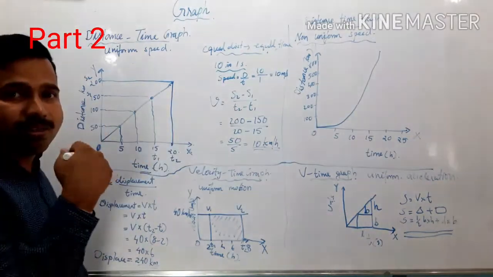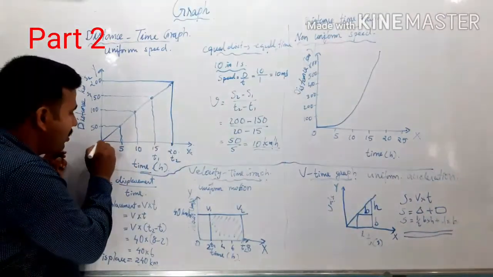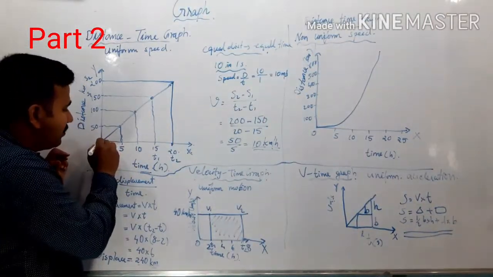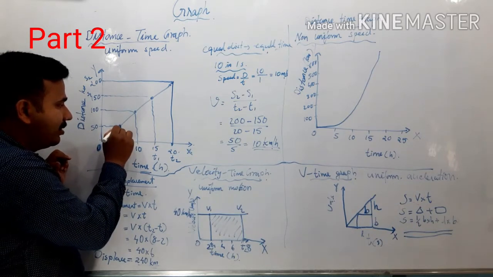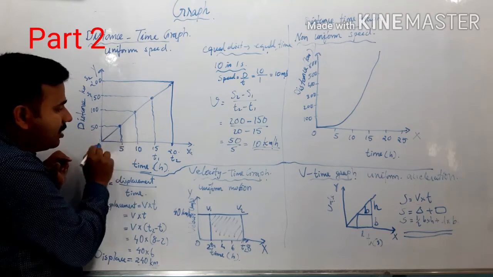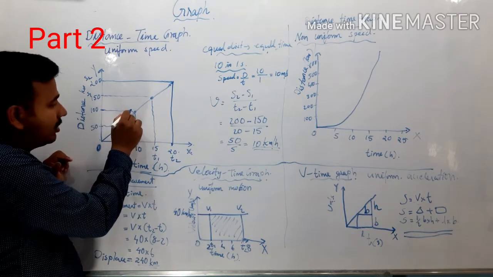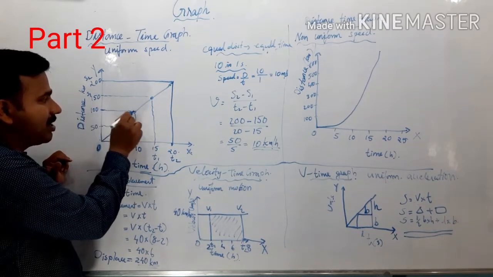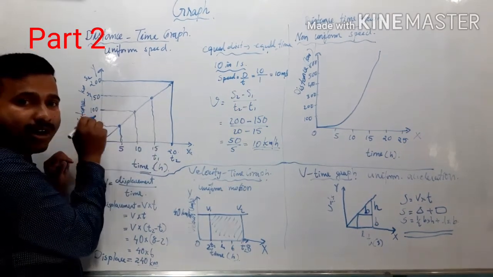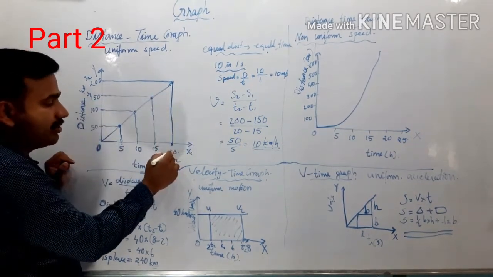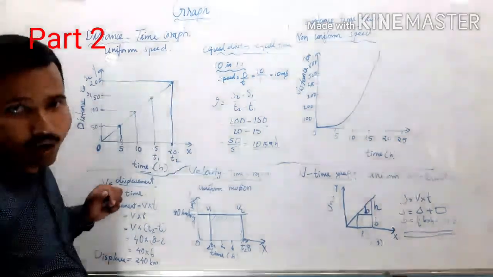We know that speed remains constant, or the object covers equal distance in equal intervals of time. Let us look at 0 to 5 hours. After 5 hours the object has covered 50 kilometers. After 10 hours it has covered 100 kilometers. After 15 hours it has covered 150 kilometers. After 20 hours it has covered 200 kilometers.